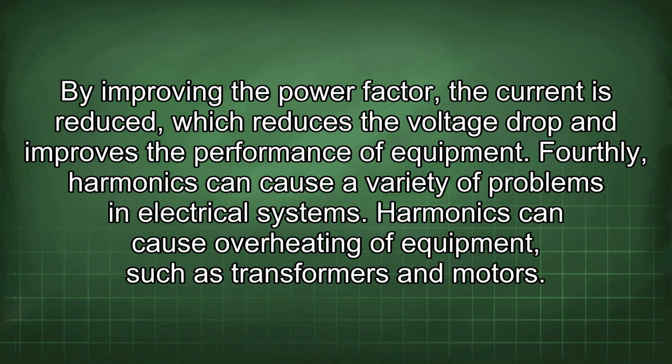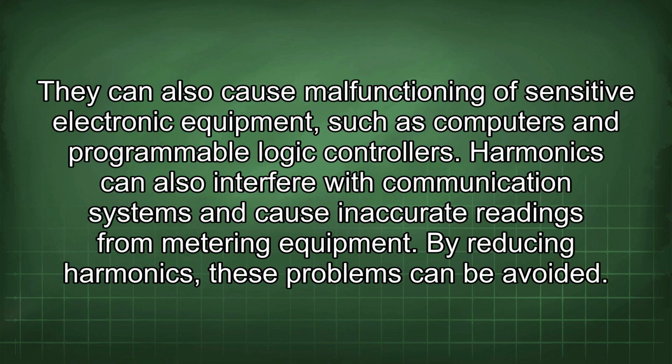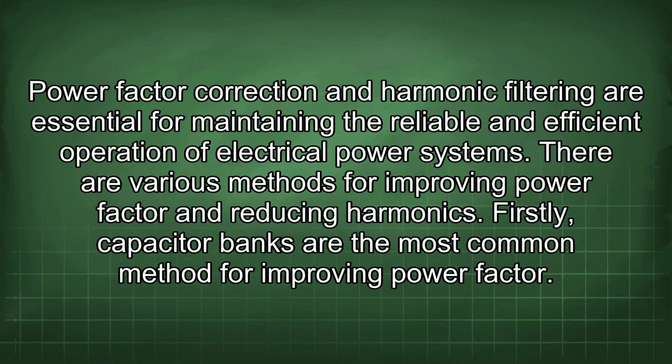Fourthly, harmonics can cause a variety of problems in electrical systems. Harmonics can cause overheating of equipment, such as transformers and motors. They can also cause malfunctioning of sensitive electronic equipment, such as computers and programmable logic controllers. Harmonics can also interfere with communication systems and cause inaccurate readings from metering equipment. By reducing harmonics, these problems can be avoided. Power factor correction and harmonic filtering are essential for maintaining the reliable and efficient operation of electrical power systems.